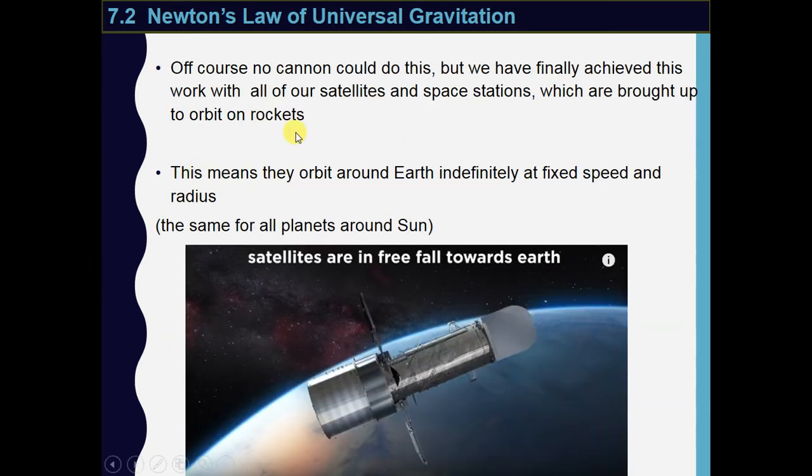Of course no cannon could do this, but we have finally achieved this with all of our satellites and space stations, which are brought up to orbit on rockets. This means they orbit around Earth indefinitely at fixed speed and radius. The same for all planets around the Sun.